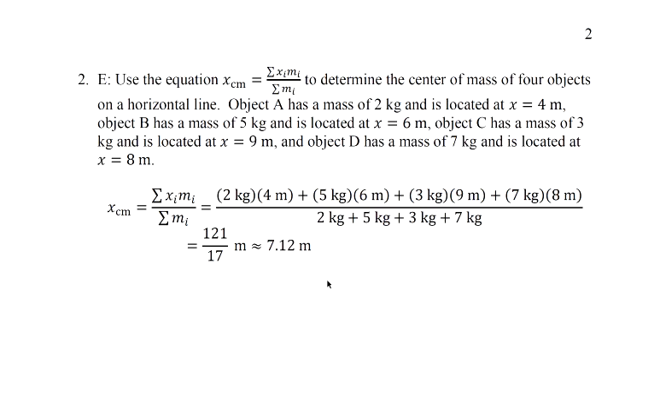This means if we have our finger on 7.12 meters, this object is going to balance. Remember, this is a one-dimensional object. This is just a line. All the masses are on a straight line.